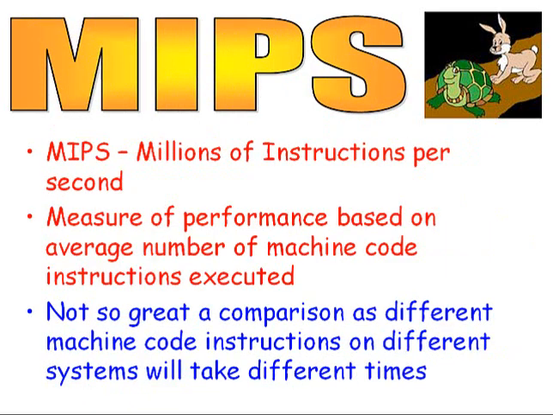MIPS stands for millions of instructions per second, and that measures the number of machine code instructions that can be executed in a second, obviously. So a high number there means that it can carry out millions of instructions in a second, and that's a good method of comparison. However, it's flawed because different computer systems have different instruction sets and different ways of carrying out these instructions, so it's not fair to compare computer systems that carry out instructions in a different way. So it can be skewed if one computer system has a different instruction set than another.